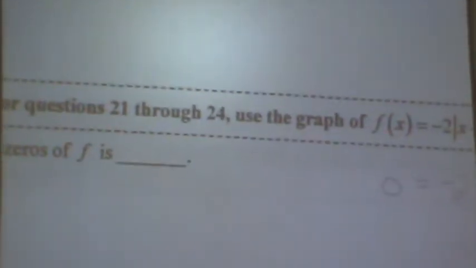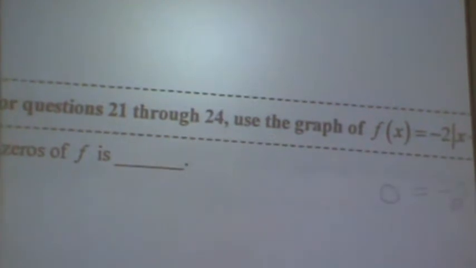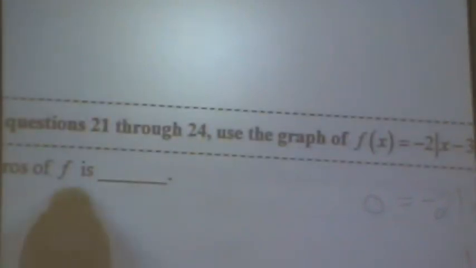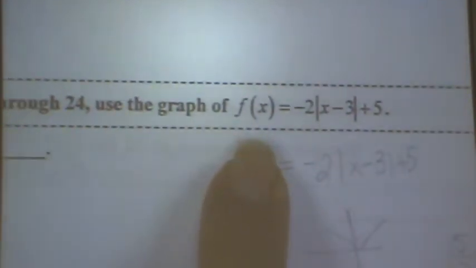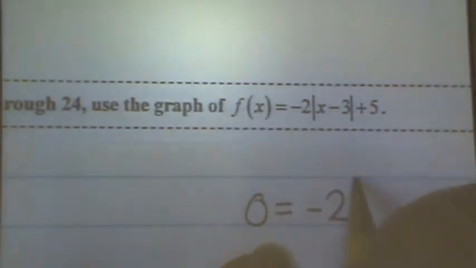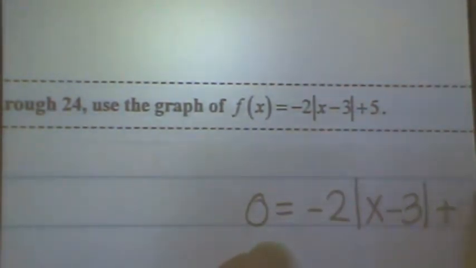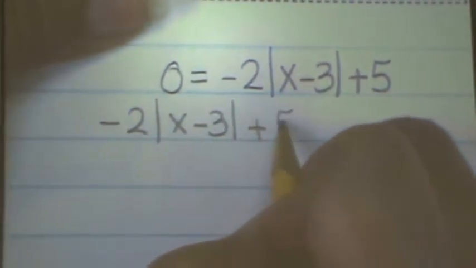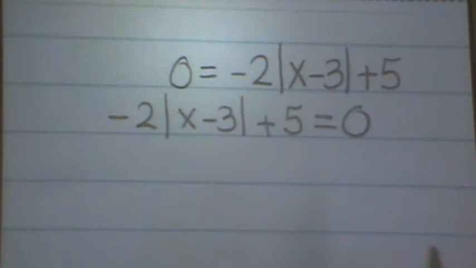21, if you were to set this equal to 0, because they are asking you for the zeros. If you set this equal to 0 and solve this, you'll find your two answers, your zeros. So how do you solve this? I'm going to write this the other way. Sometimes it's easier to handle this problem that way.